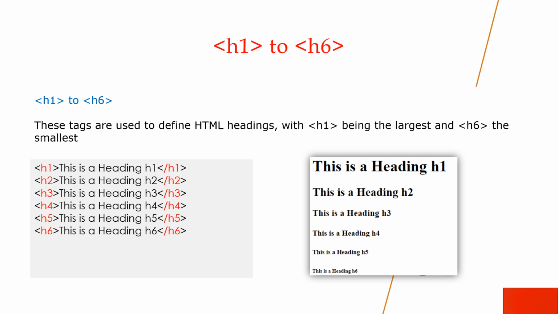H3 heading is the third highest level. H4 heading is the fourth highest level. H5 heading is the fifth highest level. H6 heading is the smallest level. These headings provide a hierarchical structure to the document, which can be useful for screen readers and search engines.